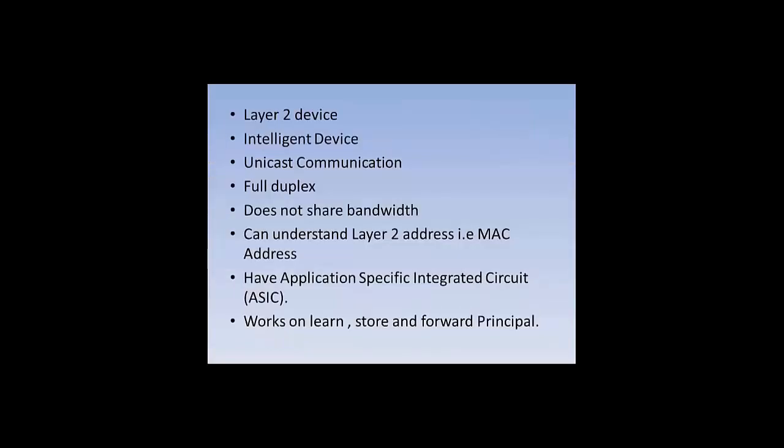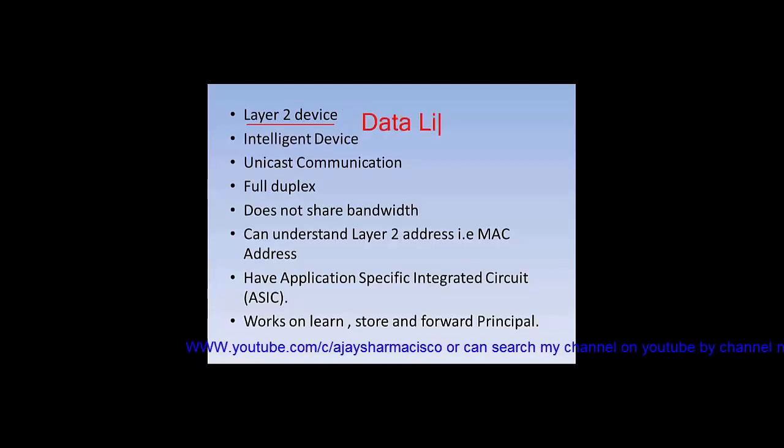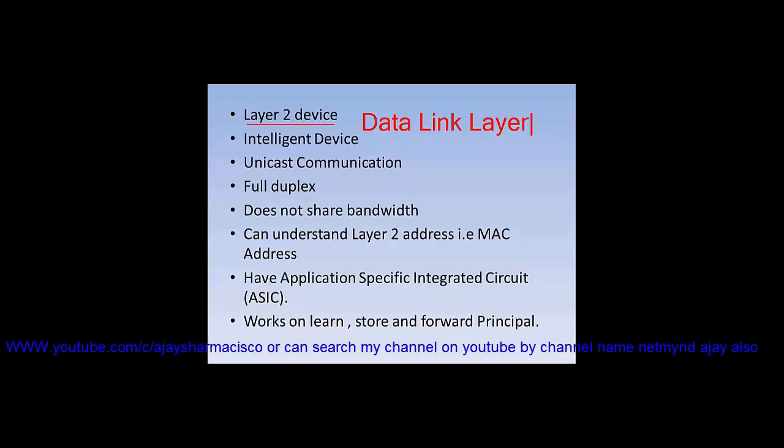Now let's discuss some features of the switch: how a switch works, what the specifications and characteristics of a switch are. So the very first point that I want to discuss is that it is a layer 2 device. Layer 2 device means layer 2 of the OSI model, that is basically the data link layer. Data link layer is known as the second layer of the OSI model. So this switch device works at the data link layer of the OSI model.